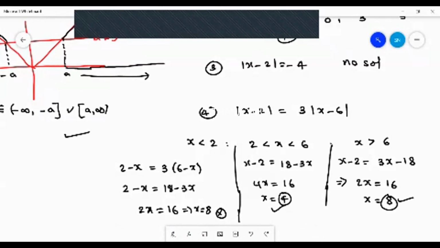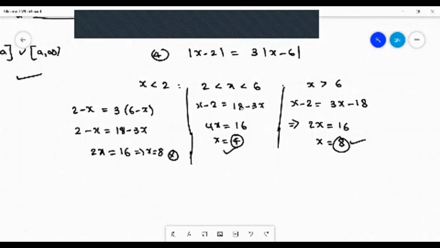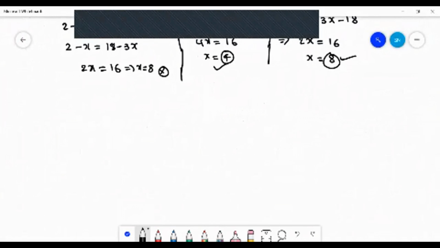So this is the most natural way. But after understanding the whole concept of this modulus function, this is a very interesting point. So this gives a deeper learning process regarding modulus of x. Modulus of x minus 2 is equal to 3 times modulus of x minus 6. So I can write it as mod x minus 2 by mod x minus 6 is equal to 3.